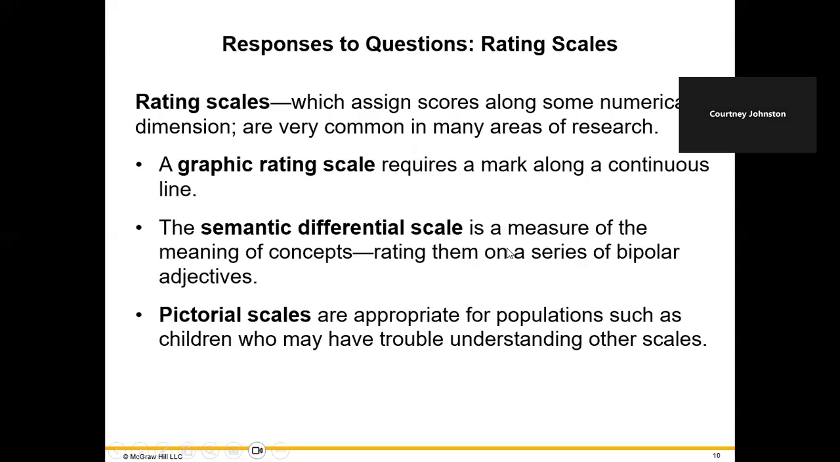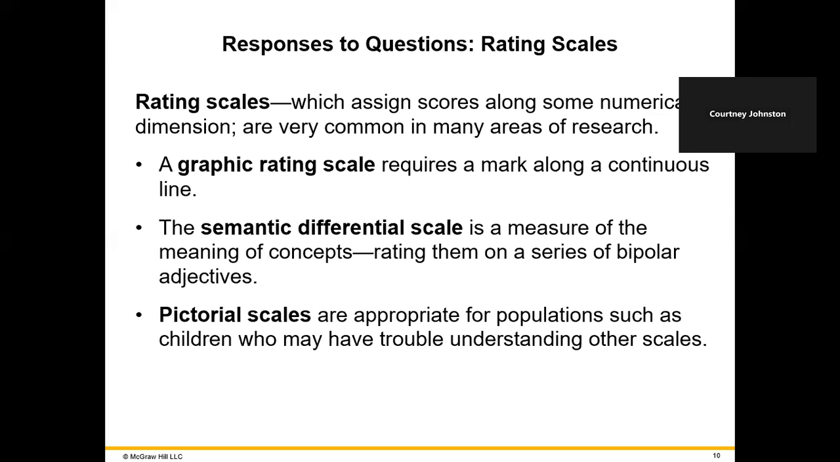You are going to use a rating scale in this class, hopefully a Likert scale. And again, there are a lot of resources in Canvas related to Likert scales to develop them. But this is when we assign scores along a numerical dimension, and they're very common in many areas of research. So again, this would be like strongly disagree to strongly agree.